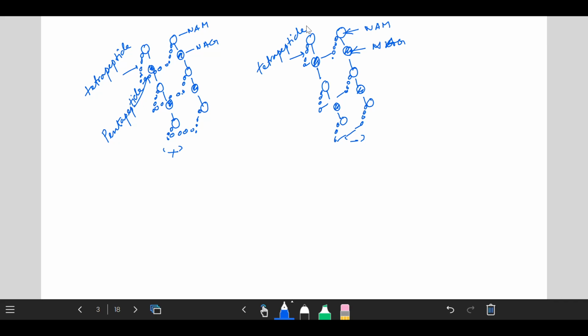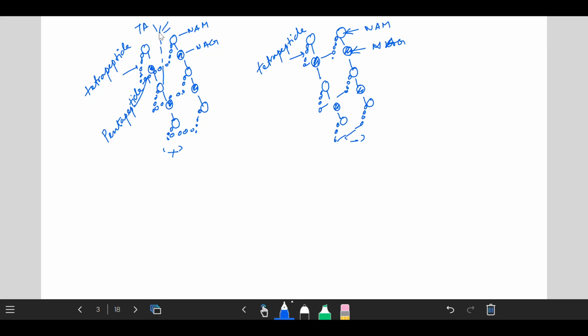One thing you need to know: a carbohydrate structure called teichoic acid is present in the gram-positive cell wall. Now, what is teichoic acid? Actually, it's a carbohydrate chain that extends through or beyond the peptidoglycan layer. So this is the teichoic acid chain, and this provides protection.